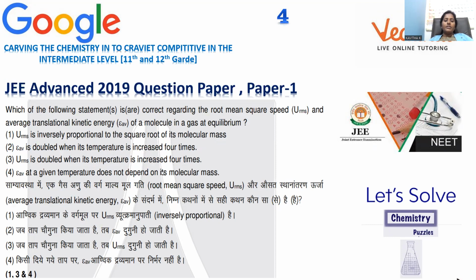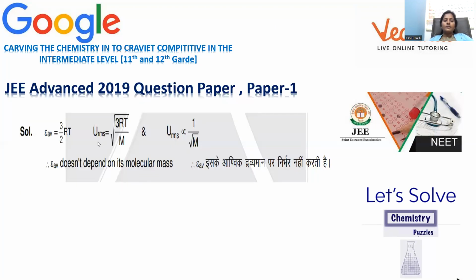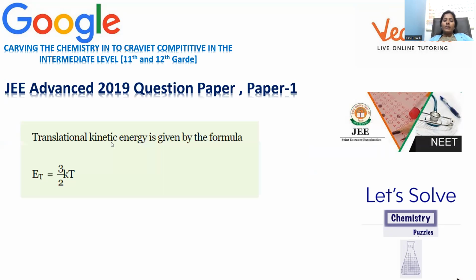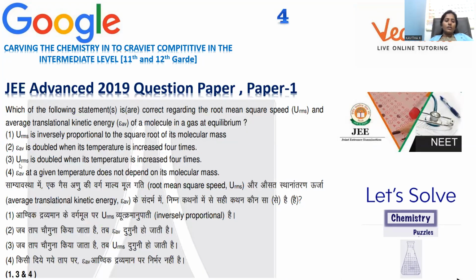URMS is doubled when temperature is increased by 4 times. It is correct only, because URMS is related with the temperature through the square root. In order to make URMS double, temperature must be increased by 4 times because there is a square root, right? To remove the square root, we can square: if you are making URMS squared, T will become temperature to the power 4. This is the way. Whatever they are saying in the third option is correct.